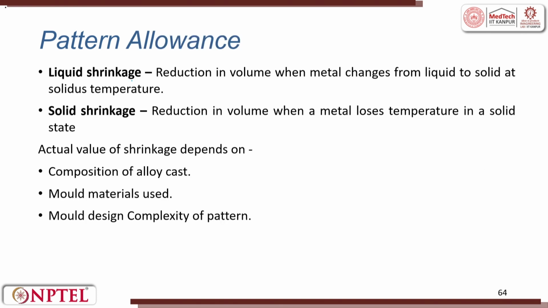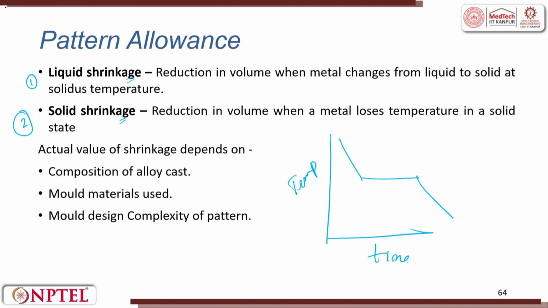There can be two types of shrinkage. One is liquid shrinkage, the other one is solid shrinkage. Reduction in the volume when the metal changes from liquid to solid at the solidus temperature is called liquid shrinkage. The reduction in the volume when the metal loses temperature in the solid state is called solid shrinkage. Then, you go back to this diagram which we studied. This is temperature and this is time. You also have a unit volume.